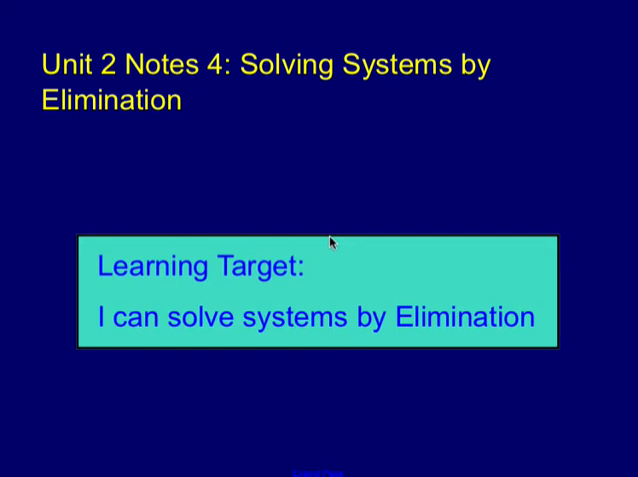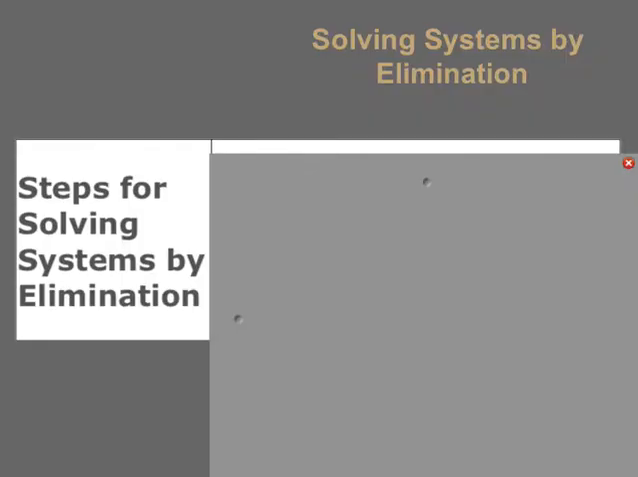So we're going to be taking a look at solving systems by elimination. When we're solving systems by elimination, it's going to be a method to solve just like substitution was, but this one's a little bit different. And you can really pick which method works best for you. So let's take a look at the solving steps.